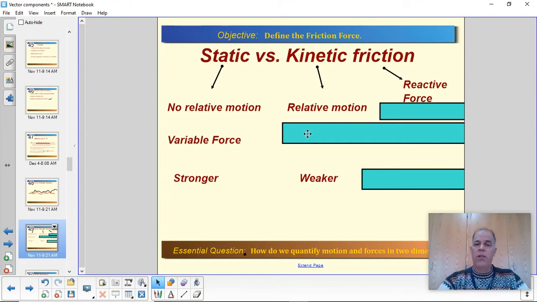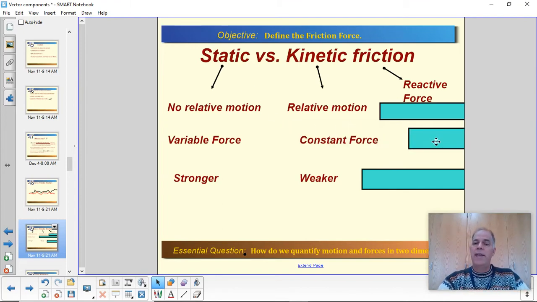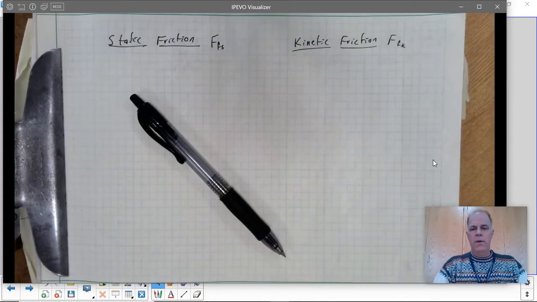And then once you're sliding along, now you have kinetic friction, and kinetic friction is a constant force. It doesn't matter how fast the two objects are moving relative to each other, fast or slow. The kinetic friction, the sliding friction, is always the same, which is a little surprising. But if you do the experiments, you can see that that's actually true.